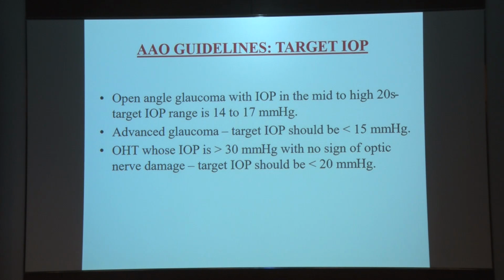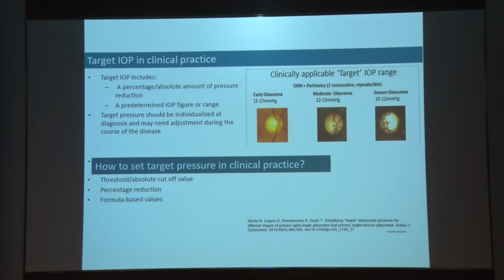So in open angle glaucoma with IOP in the mid to high 20s, the target IOP range should be 14 to 17 millimeters of mercury. In advanced glaucoma, the target IOP should be less than 15 millimeters of mercury. In ocular hypertensives whose IOP is more than 30 millimeters of mercury with no signs of optic nerve damage, the target IOP should be less than 20 millimeters of mercury.